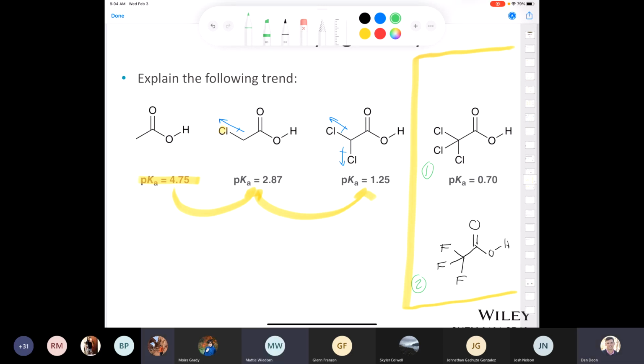Compound 2? Absolutely. Okay, compound 2 is going to be a stronger acid. In fact, compound 2 is called trifluoroacetic acid. It's got a pKa of 0.23. Why? Because fluorine has an electronegativity of 4.0 and chlorine is only 3.0. So therefore the dipoles here are stronger than the dipoles on the chlorine, and so they stabilize the conjugate base even more.